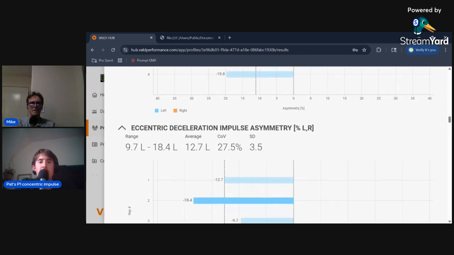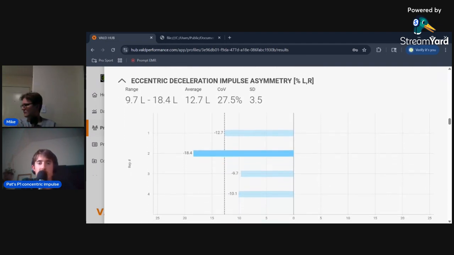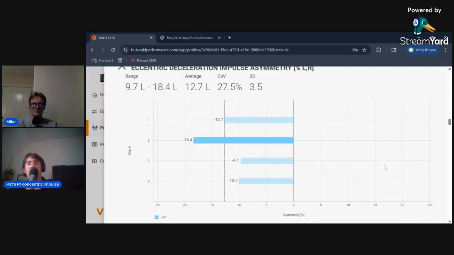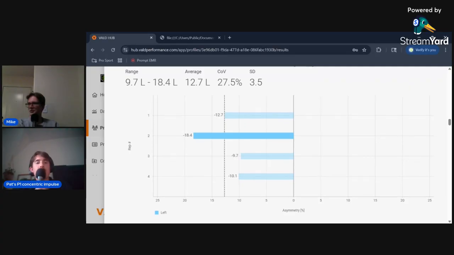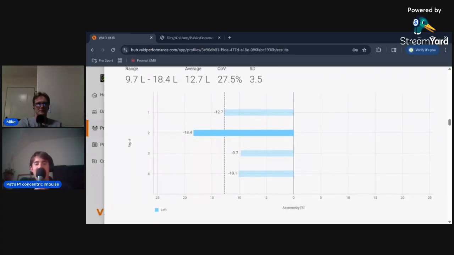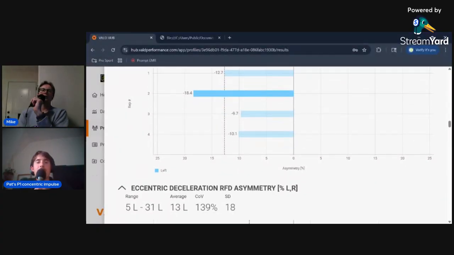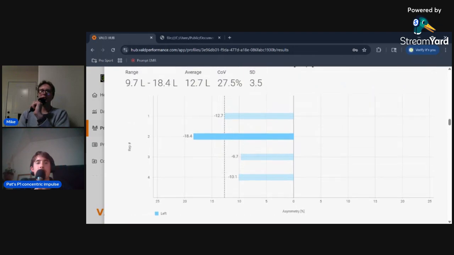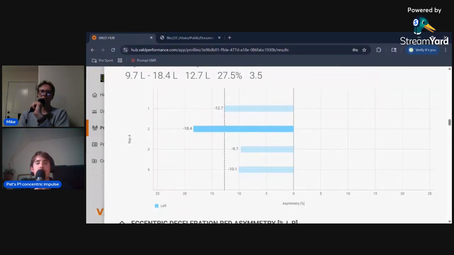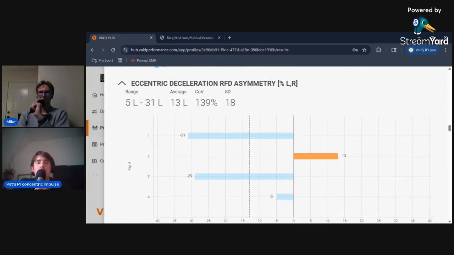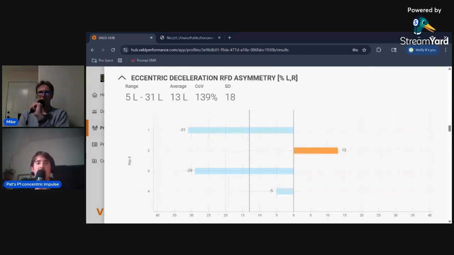Okay, eccentric DXL impulse asymmetry. Heavily biasing the left. Was that an average of 12% asymmetry to the left? And yes, the COV on this is 27.5. Huge. But I'm still going to hang my hat on the fact that she is really putting it on that left side. I think the COV being that high is also a sign that, okay, she doesn't want to load this area. Yeah.